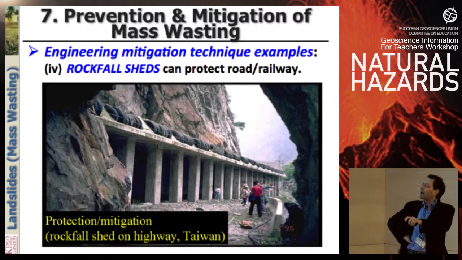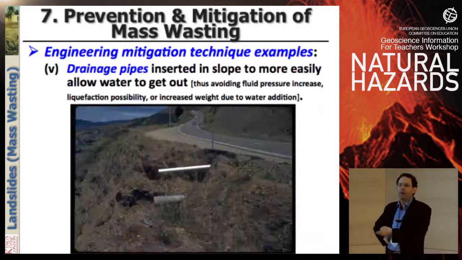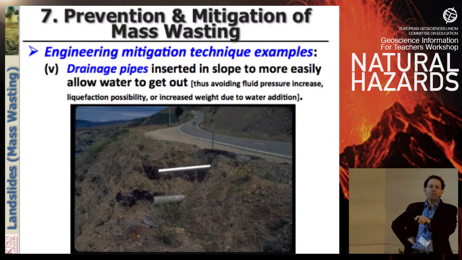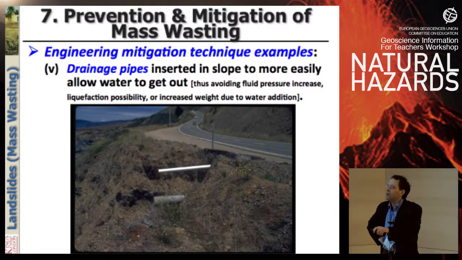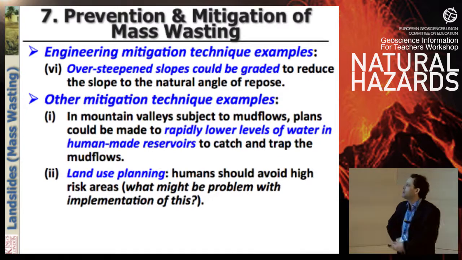Then you have things like rockfall sheds. This is in Taiwan, and literally roads or highways go underneath them, and they just allow the rocks to bounce down and come back down, but then someone's going to have to clear all those rocks afterwards when it gets too heavy. Drainage pipes become very important. They are inserted in the slope to more easily allow the water to get out, and you'll see these in many places. The problem is the upkeep of them. What happens when, in addition to water here, maybe the mesh fails and you start to fill with sediment? Someone has to go in and clear these out. So there are issues there.